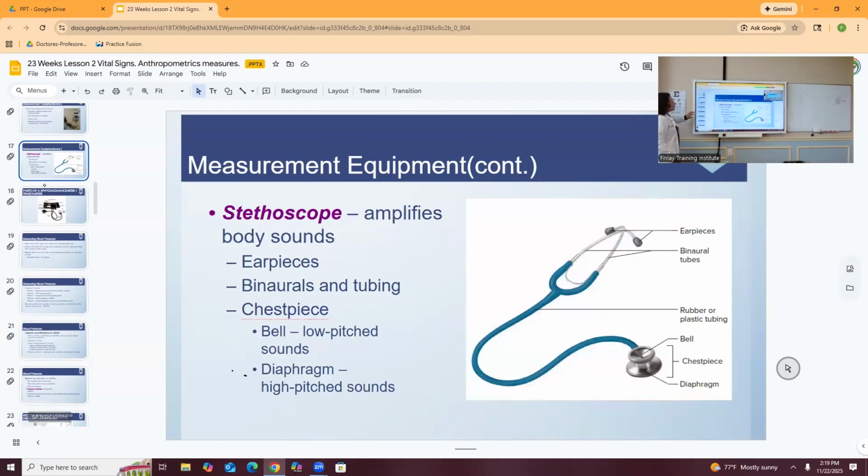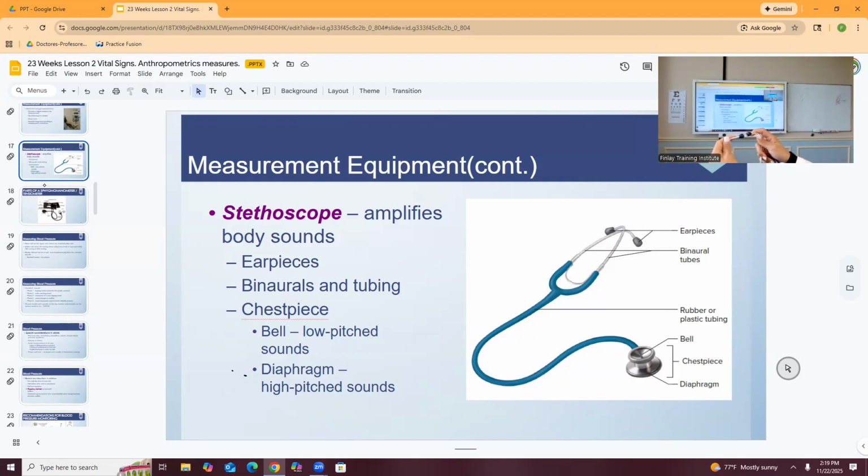When we use aneroid sphygmomanometers, we also have to get the stethoscope. The stethoscope is going to have an earpiece, the tubing, and the chest piece. The chest piece is what we're going to put close to the arm of the patient when we identify the artery so we can get any sound from here. And the earpiece is what we are going to put in our ears.